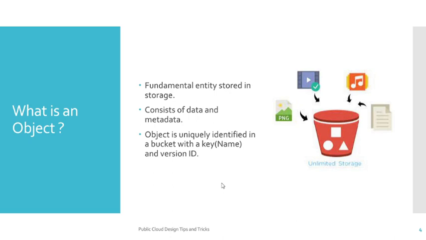An object consists of data and metadata. Objects can be uniquely identified in a bucket with a key and a version ID. So you can retrieve an object from the bucket with the help of a key and a version ID.